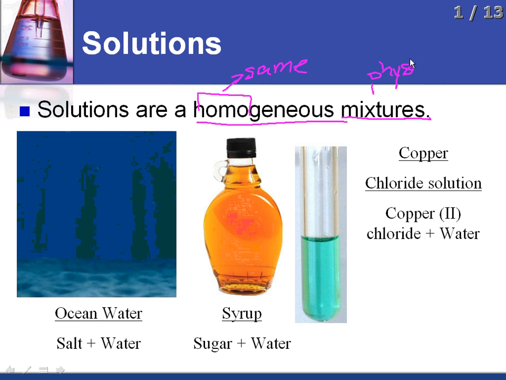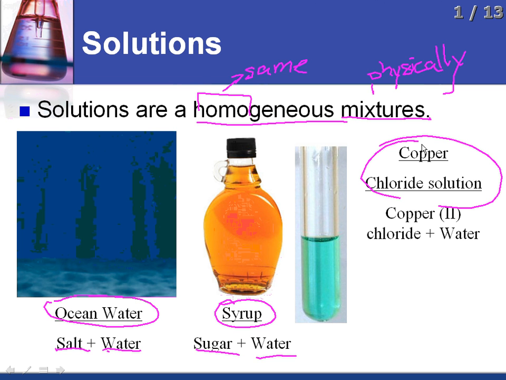You can separate a solution, just like a mixture, by letting the water boil off. Some examples of solutions are ocean water, which is a solution of salt in water. Syrup, which is a solution of sugar in water. Or copper chloride solution, which is a solution of copper chloride in water.